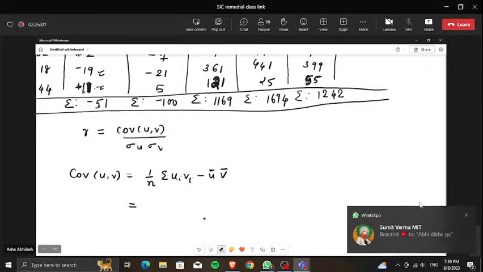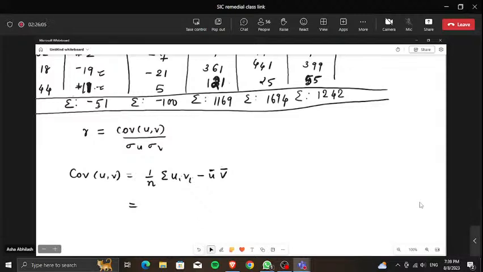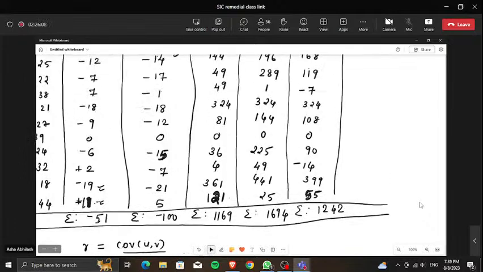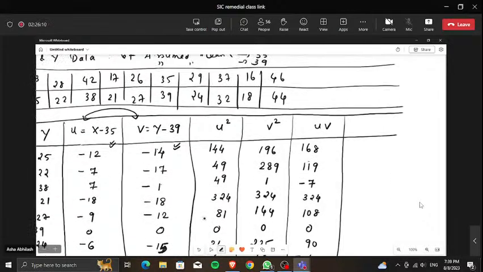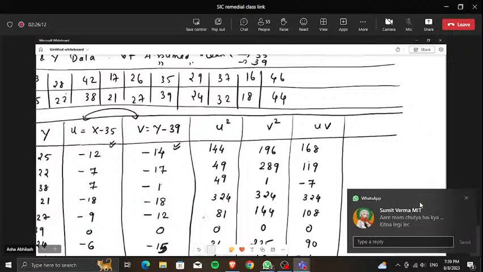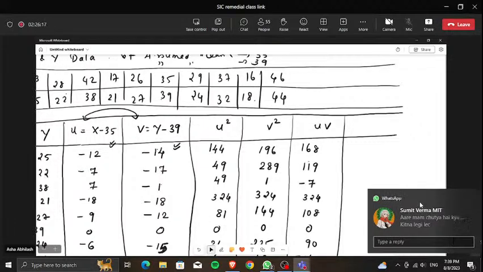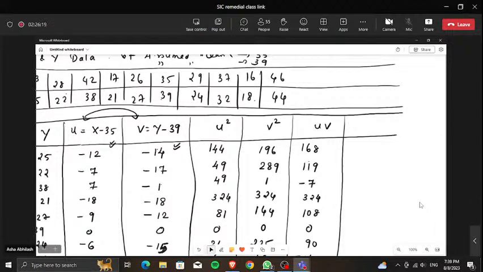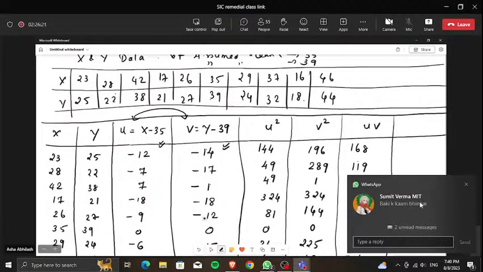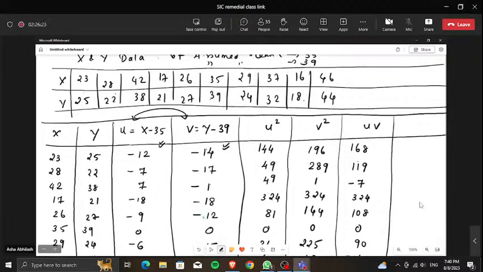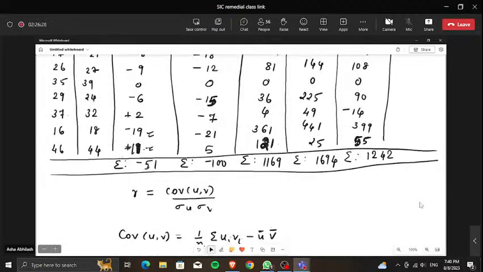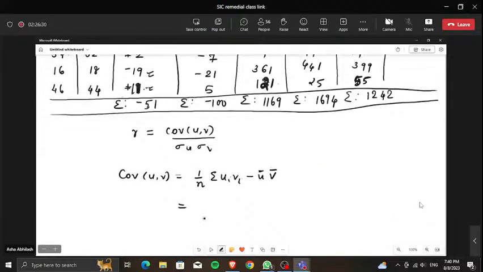So what is your n here? What is the total number? How many data have we considered? 1, 2, 3, 4, 5, 6, 7, 8, 9, 10. Yes, 10 data are there. I think one was on the left side. So n is equal to 10.